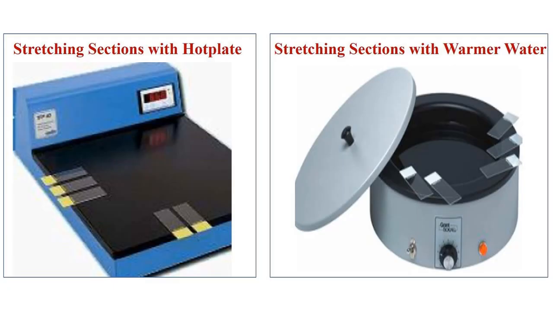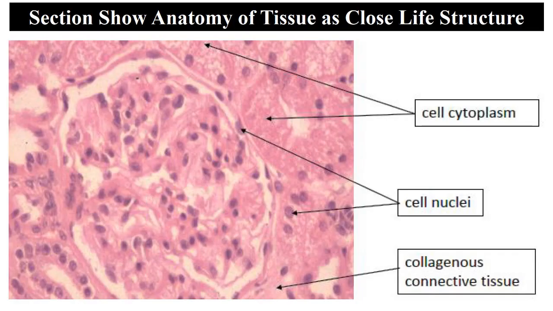And this slide shows stretching sections with hot plate or warmer water to be easy to stain and examine under microscope. Finally, this section shows anatomy of tissue as close as life structure, including cell cytoplasm, cell nuclei, and collagenous connective tissue.